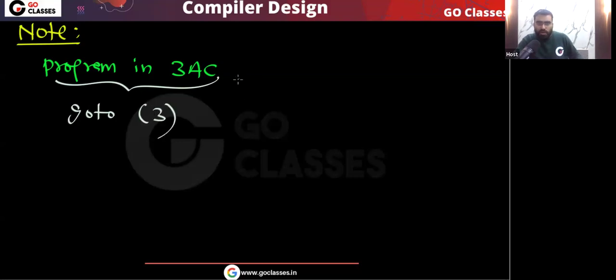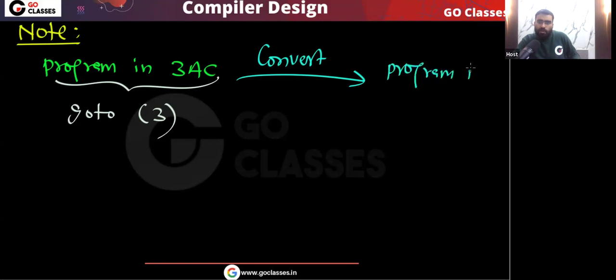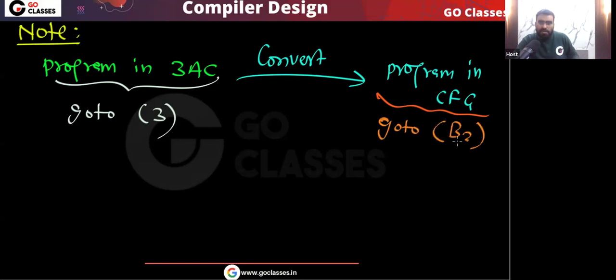Now when you convert this program to a control flow graph, the same program is in the control flow graph. When you convert this, we replace this with the block number, the block number in which this instruction is there. Let's assume this instruction 3 is there in block B2. So this is the point, that we replace it with the block number.